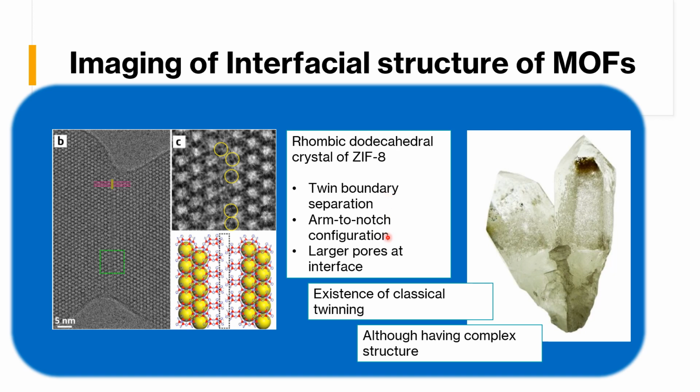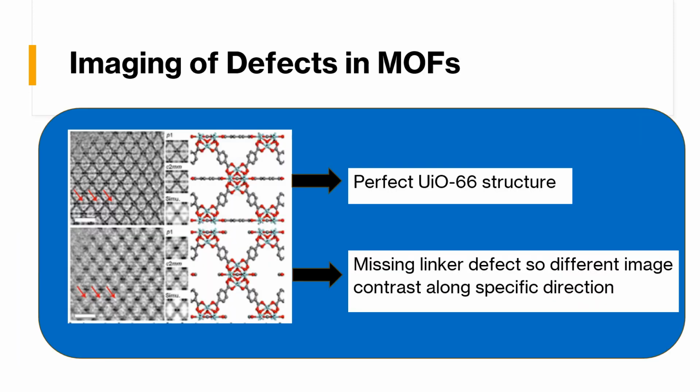This is also known as an arm-to-notch configuration, and at the interface the pore size is large, and this was imaged using HRTEM. This also explains the beauty of the MOF, right? Although a MOF has a complex structure, with ligands and metal nodes, it also shows properties like conventional crystals. Further, defects were also imaged in MOFs.